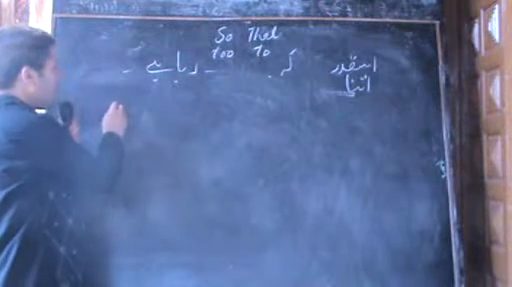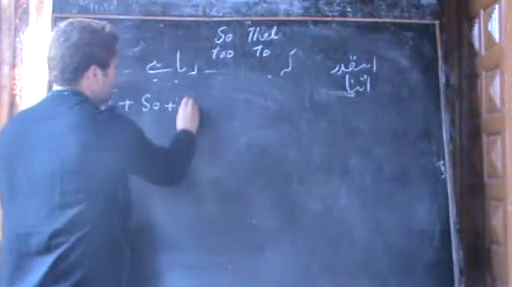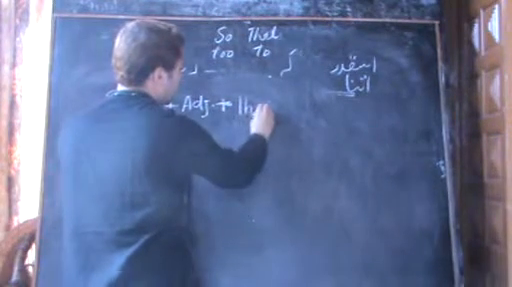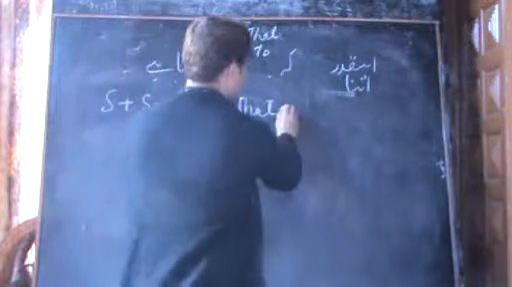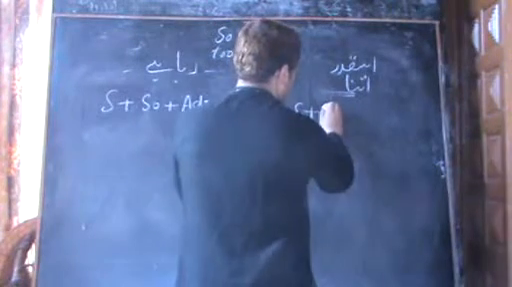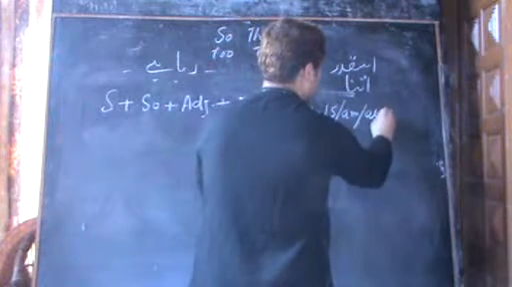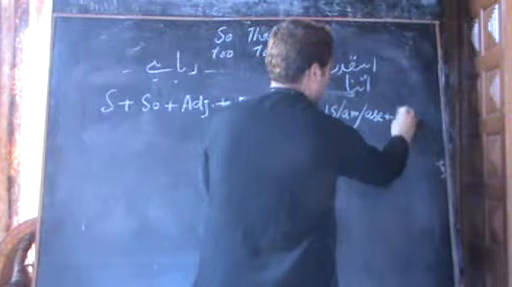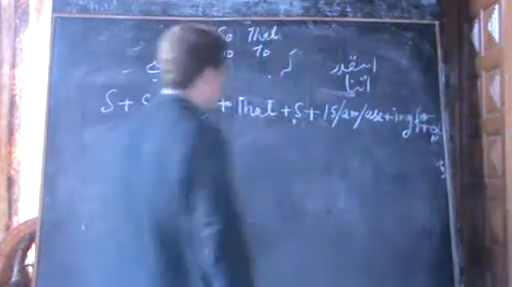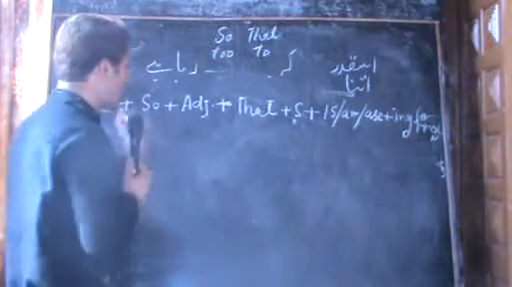Let me write the formula here. That means subject or noun, and then so, then adjective, and then that, and then subject or noun, then is, am, are, and then in form, and then object or another noun.